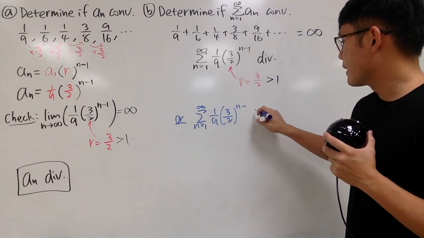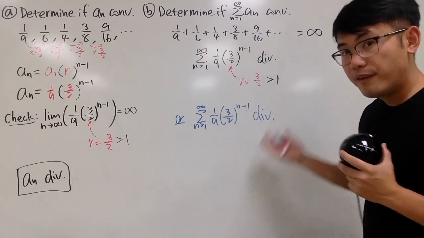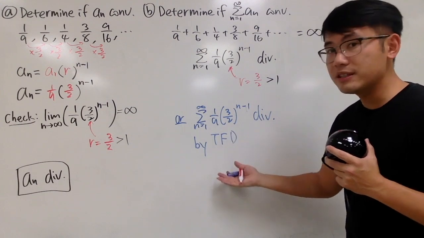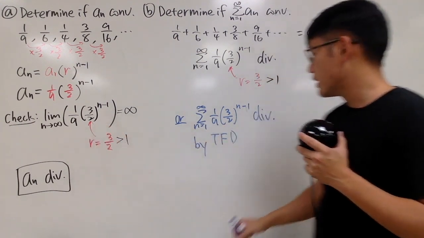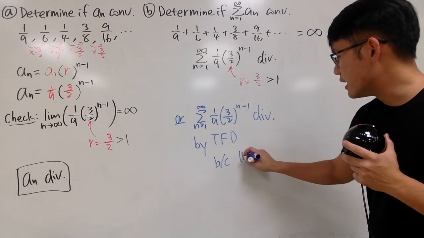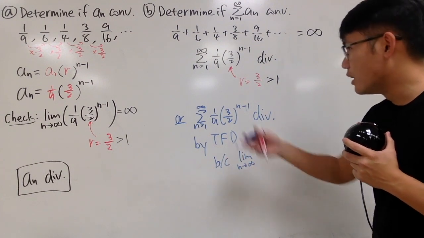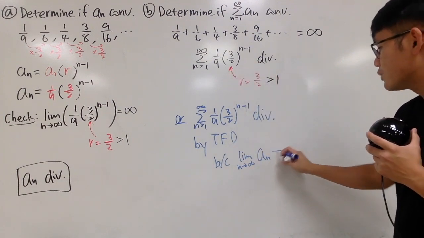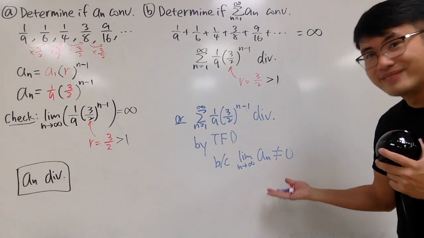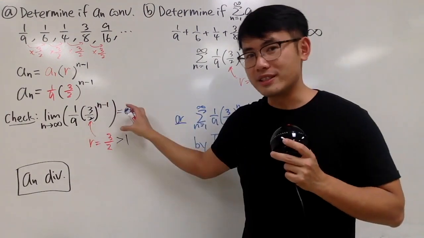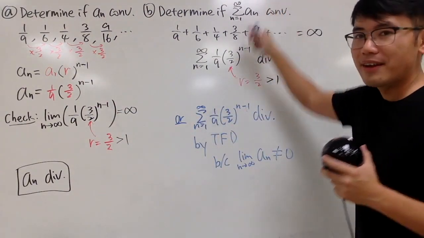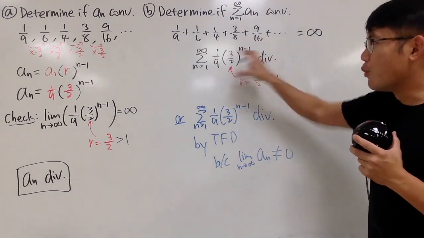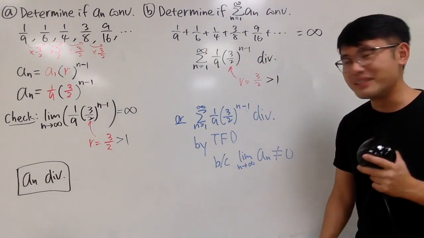This right here diverges by the test for divergence, because we saw that the limit as n goes to infinity of a_n, which is the one that we did over there, was not equal to 0. So when we see this is not equal to 0, we can go right here and say it diverges right away. But this is the geometric series form for you. So that's pretty much the connection.